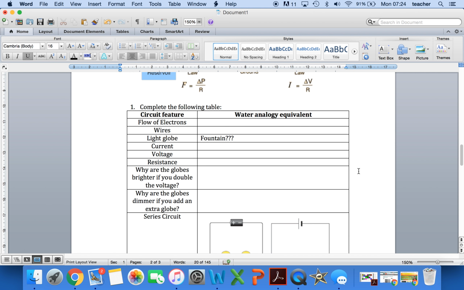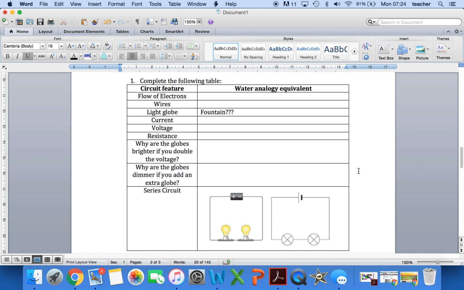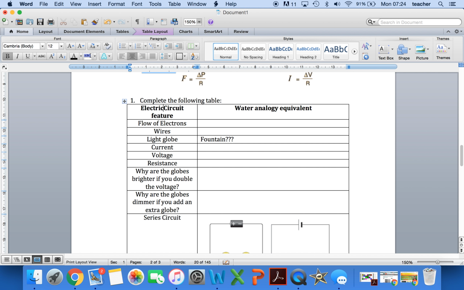What I'd like you to do now is, in your books, copy out this table here. I want you to talk about these different things in the circuit, the electrical circuit feature, and what the water analogy equivalent is. So what is the water analogy equivalent to the flow of electrons in a circuit? And I would hope that you could. That one is pretty simple.